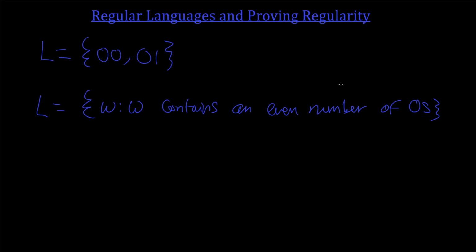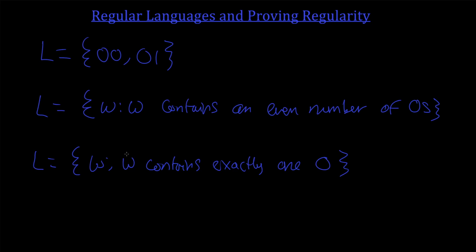So this is an example of an arbitrary language where you kind of have to ascertain what strings are in the language based on the description. Another example of an arbitrary language that you could see is all strings omega such that omega contains exactly one 0. So again, you have to come to an understanding of what exactly is in this language by the description. So any string that contains exactly one 0 will be in this language.